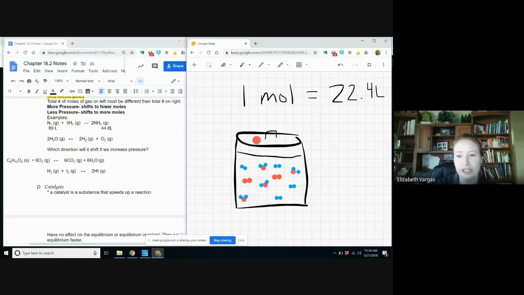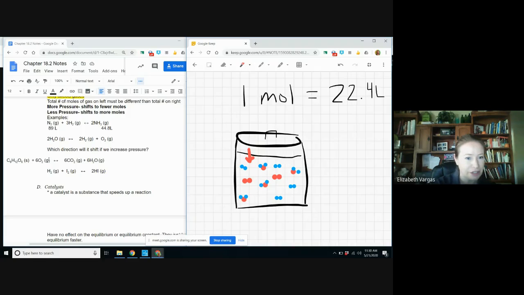If I increase pressure on this guy, so if I take this and lower this lid down, it's going to shift towards the side that takes up less space. That means that it's going to make more water. So these will react and make more water molecules, which take up less space. And then opposite, if I raise the lid up, I give it more room, I'm lowering the pressure inside, the water can split apart more easily and form hydrogen and oxygen to take up more space.